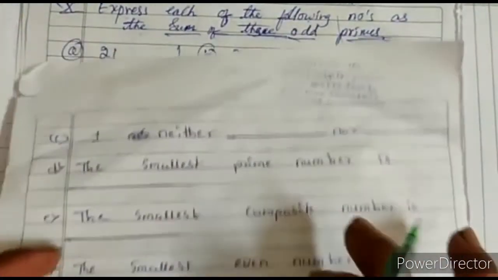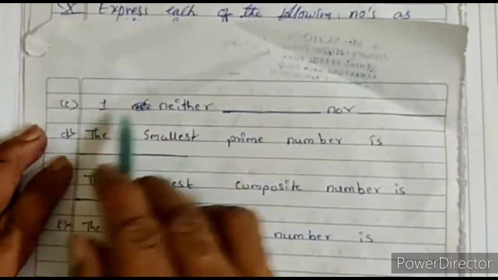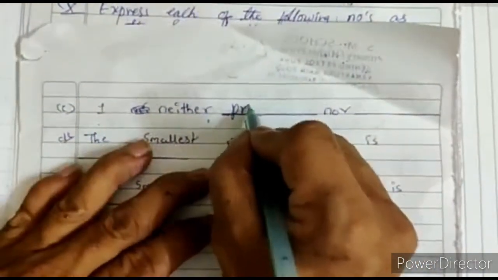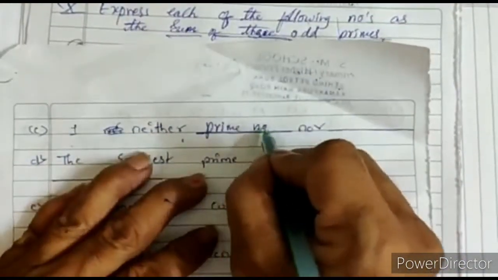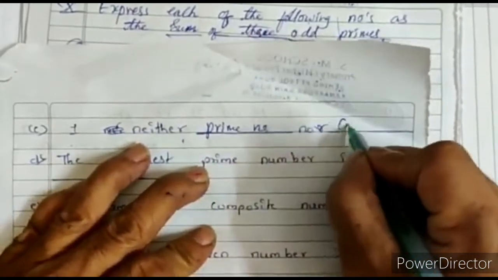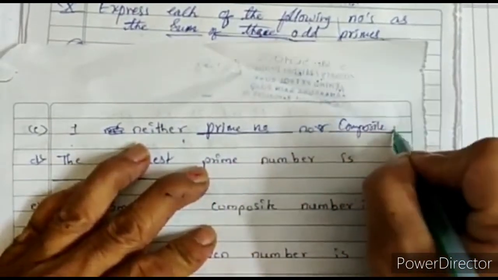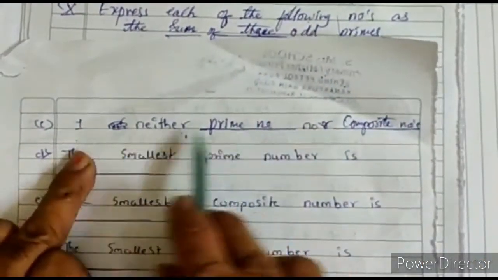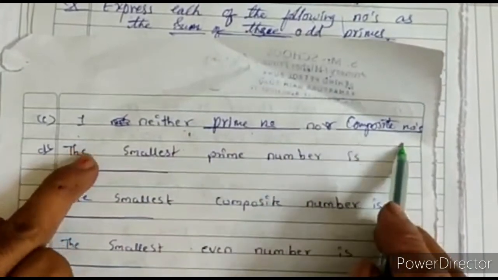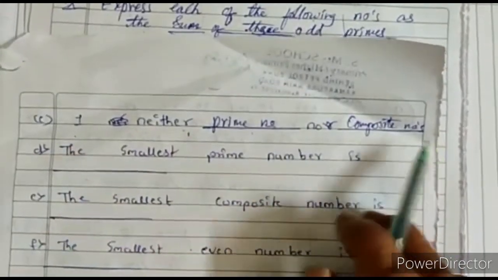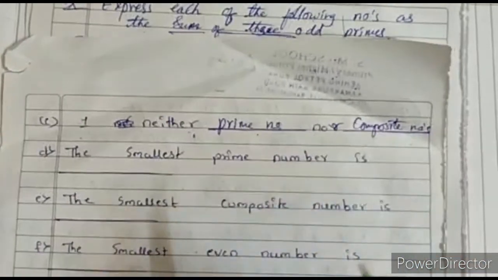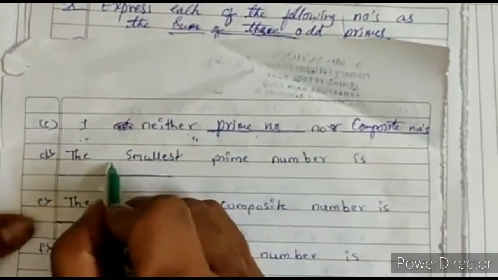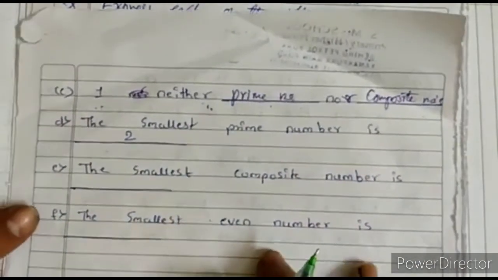Question number third. I am going to explain. Listen. 1 is neither a prime number nor a composite number. Next question. The smallest prime number is what? 1 is not a prime number or a composite number. What is the smallest prime number? 2. 2 is the smallest prime number.